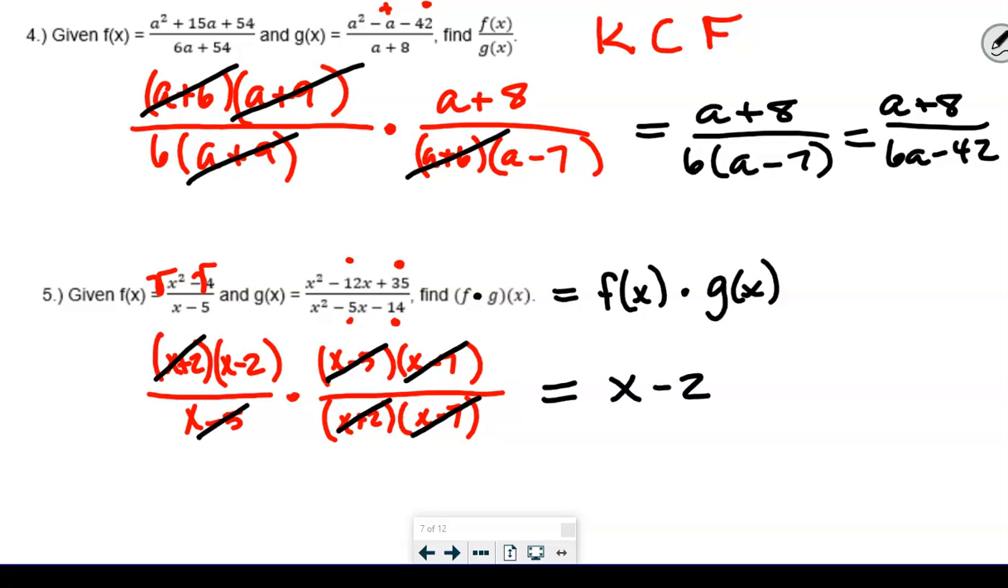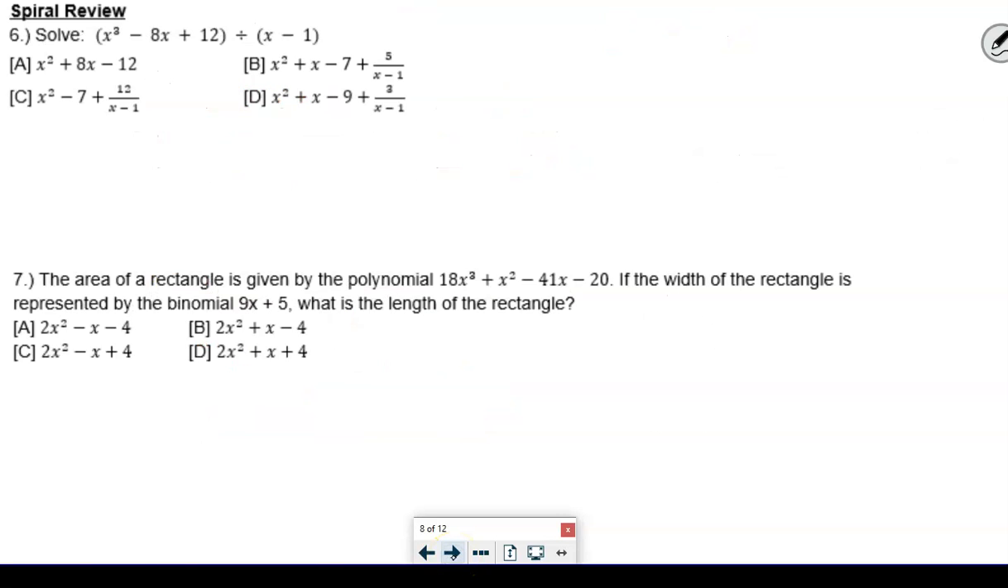Now, let me just bring something to y'all's attention here. If this had been flipped and the x minus 2 had been in the denominator, then it would be 1 over x minus 2, okay? Just remember that, okay?